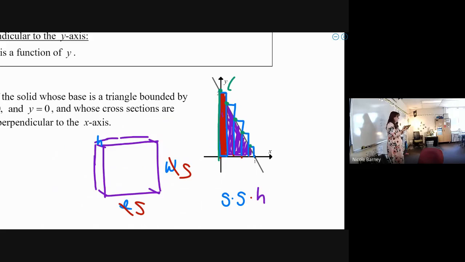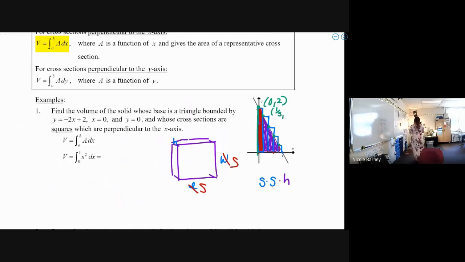This point is 0, 2, okay? And so the length of this would be 2. If I want to find the length of this one, it would be whatever the y value of this point is. So it would be like 1/5. And then we plug in 1/5 into our equation. So 1/5 times -2 plus 2, 1.6.